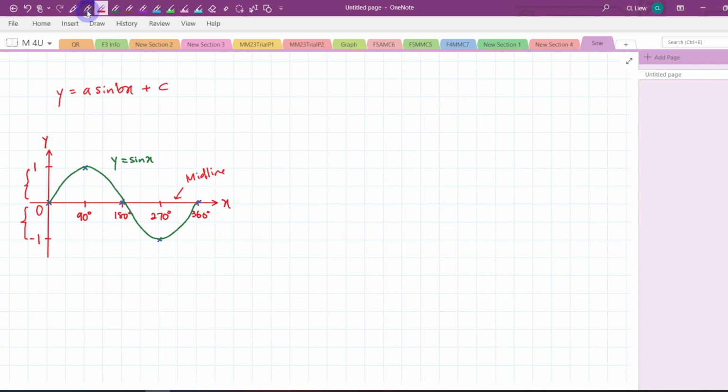Okay, let's try one more. This will be a little bit complicated. Y equal to modulus 2 sine 3 over 2x plus 1. For this, I'm going to sketch this graph first, to let you see clearer how the graph changes. First, I'm going to sketch Y equal to 2 sine 3 over 2x. After that, I'm going to modulus it, and then I add 1 to it.